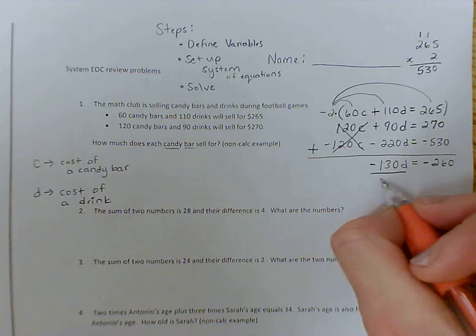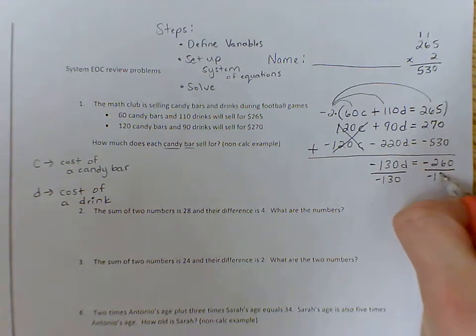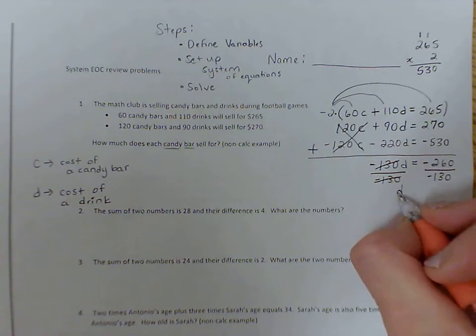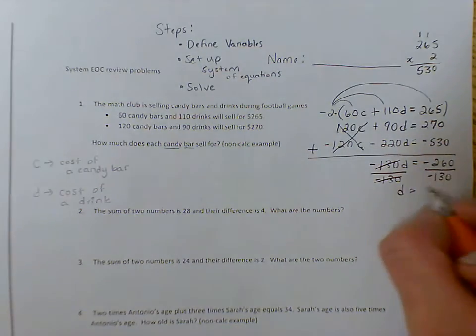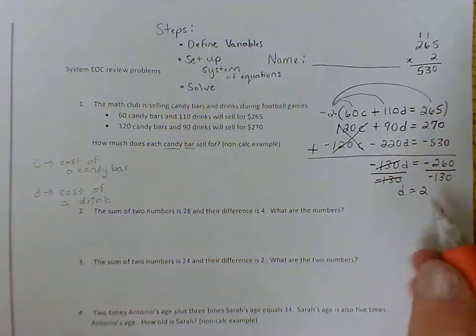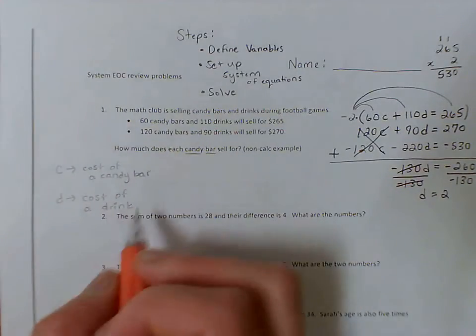So we're multiplying by negative 130, so the opposite would be to divide by negative 130, and so those will go away, and then you'll be left with D equals, and then negative 260 over negative 130 ends up being 2.